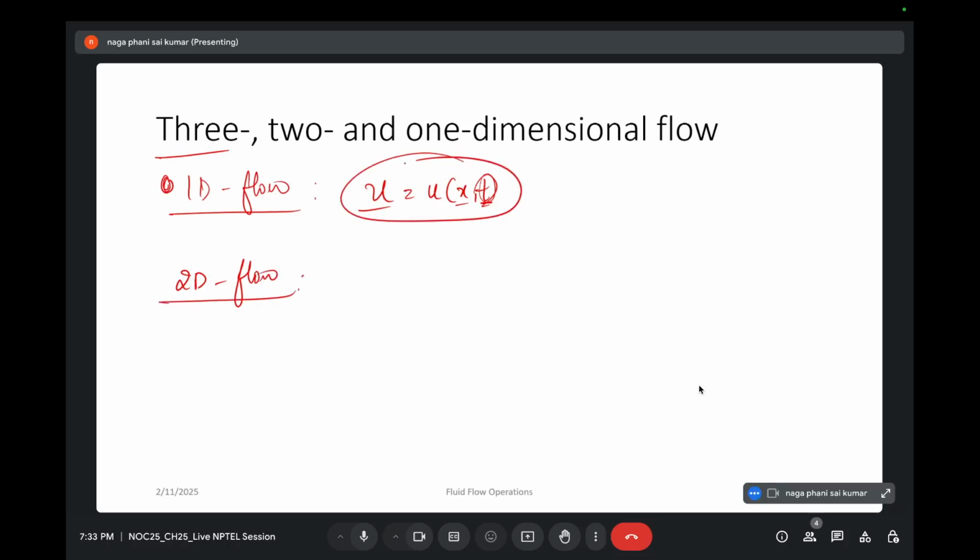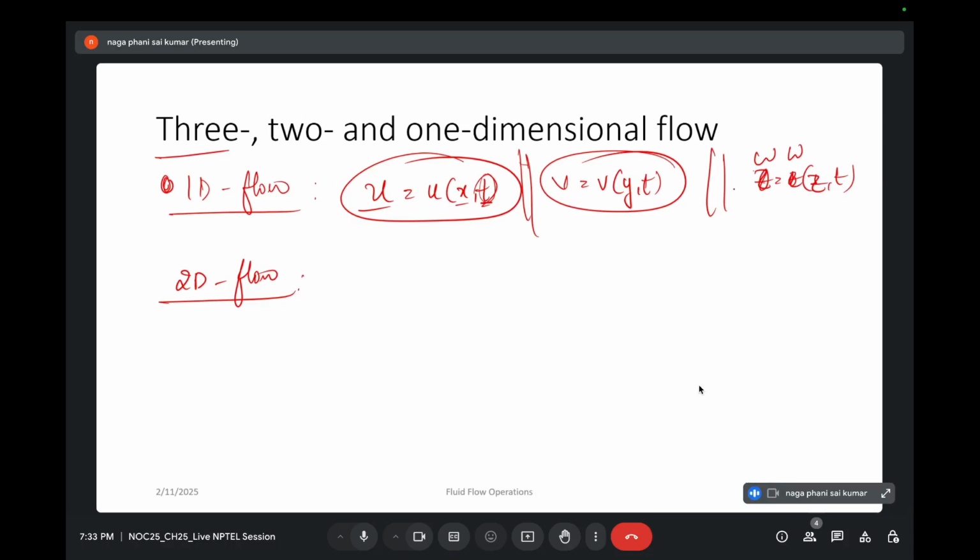Then we have 2D flow. This can be the case, or we can also have v equal to a function of y comma t, that is if the fluid is moving in the y direction, and the fluid can also be moving in the z direction. So let's say w is a function of z comma t. Depending upon the fluid direction, it will be having only one component in any one direction. And coming to 2D flow, the fluid will be having two velocity components, that is it will be moving in two different planes.